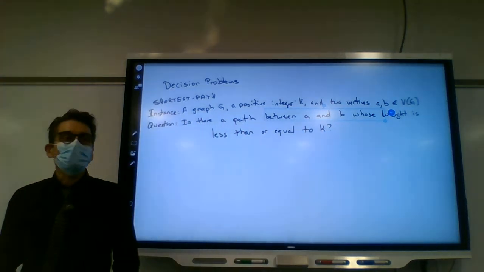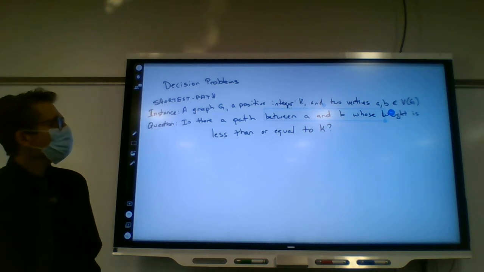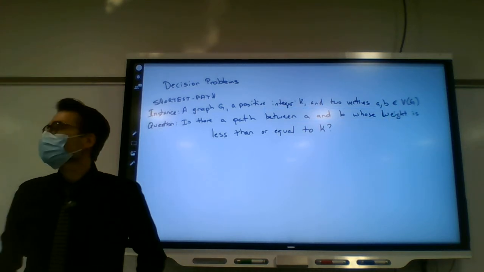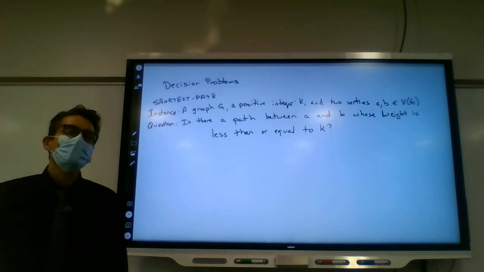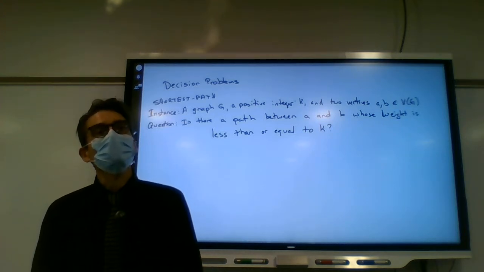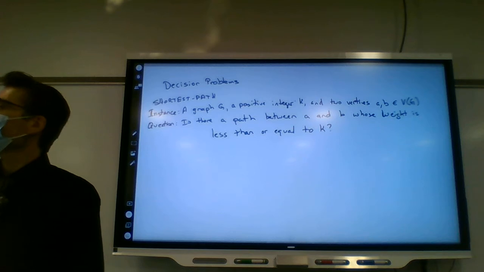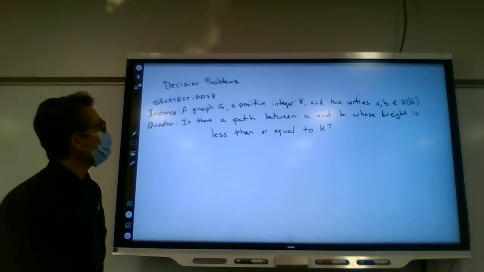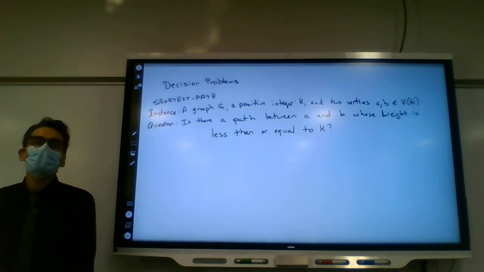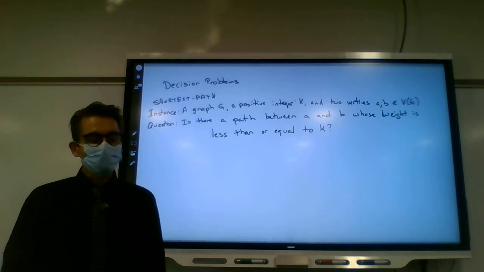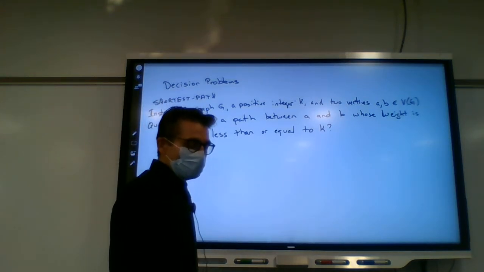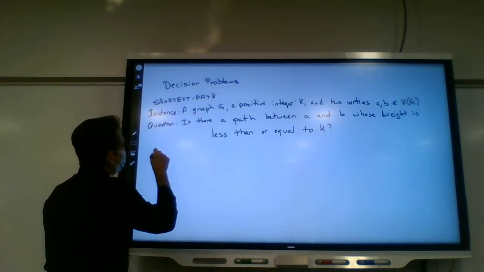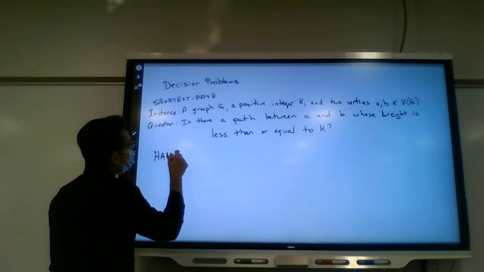All right, so we get something that looks like this. Is there a path between A and B whose weight is less than or equal to k? So we don't get the minimization problem or the actual optimization problem. We get a yes or no question. All right, so what we're talking about is actually in terms of yes or no questions. The Hamiltonian cycle problem.